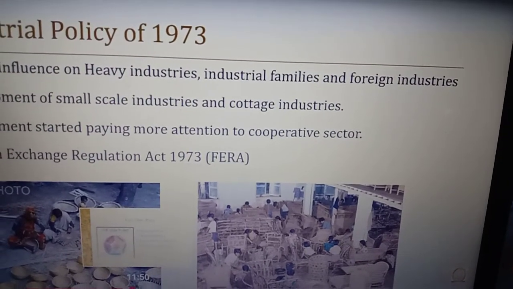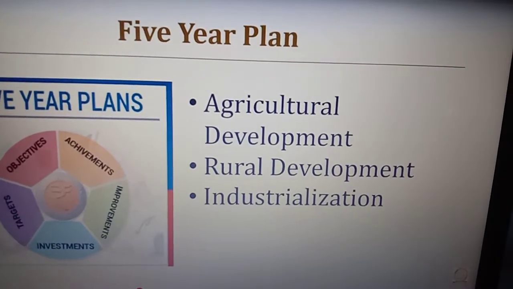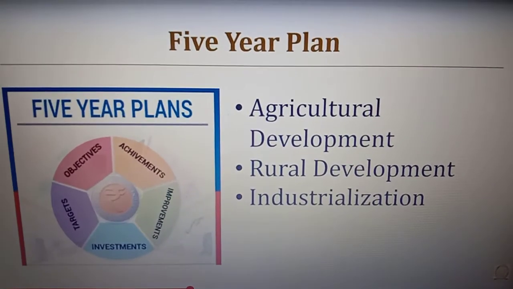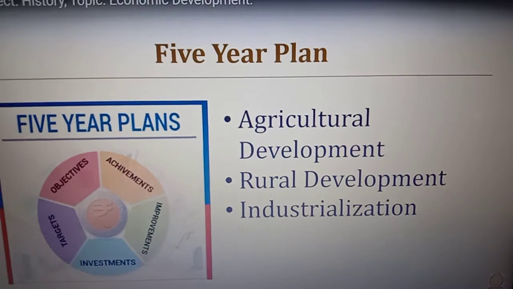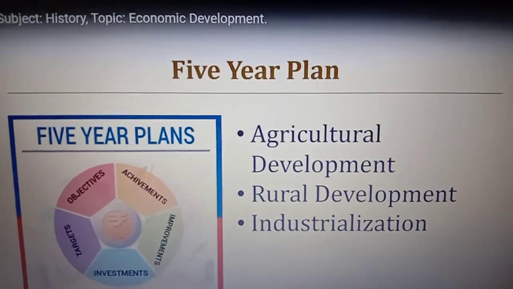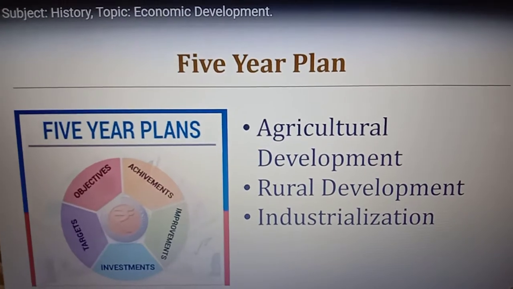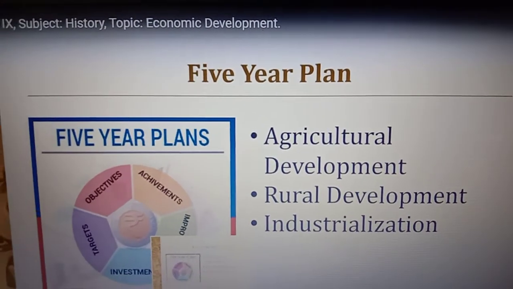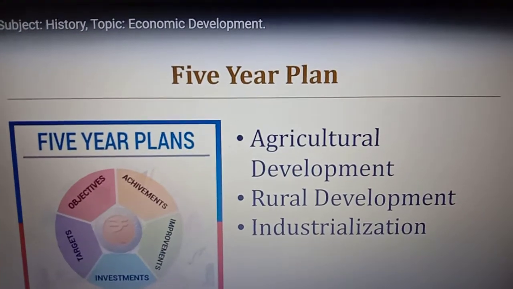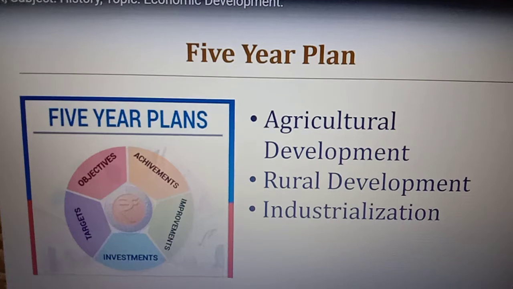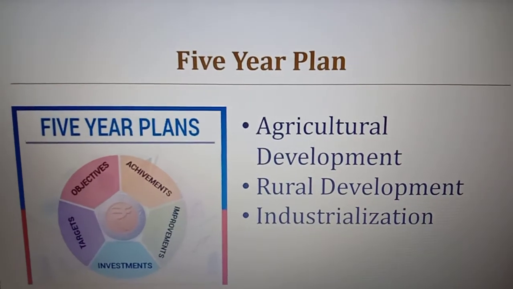Now we are going to start with the government's introduction of the 5-year plan. Actually, the 5-year plan was introduced after independence. Pandit Jawaharlal Nehru adopted the 5-year plan. Okay, so what does the 5-year plan consist of? 5-year plans gave more importance to the agriculture development of a country, rural development and industrialization.